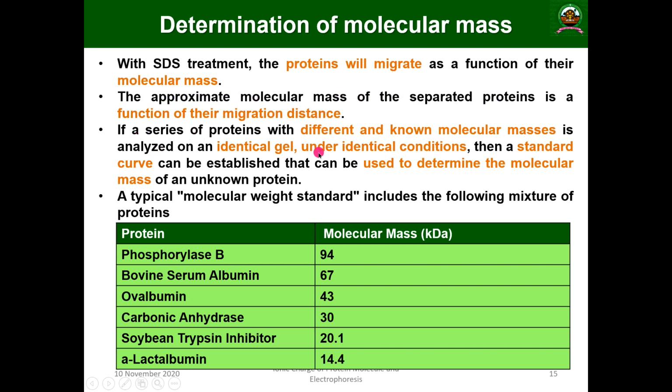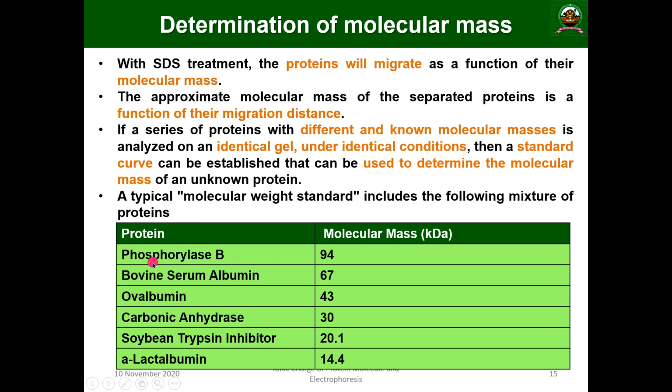If a series of proteins with known molecular mass is analyzed in an identical gel under identical conditions, then a standard curve can be established that can be used to determine the molecular mass of the unknown sample. And when you are using this, you need to use certain standards or references. So here the molecular weight standards are as follows.